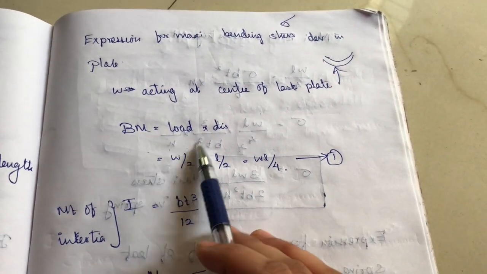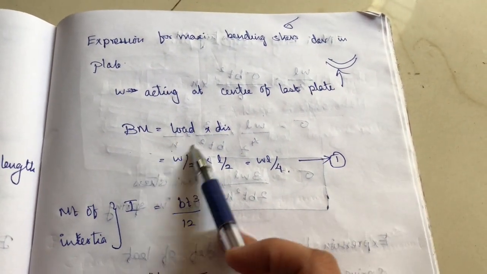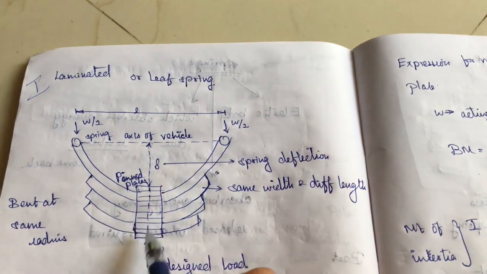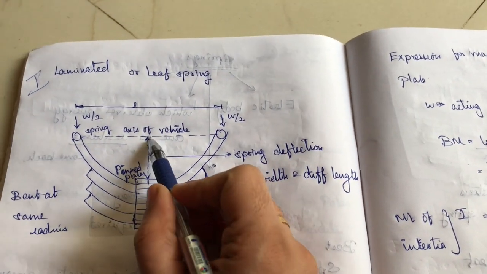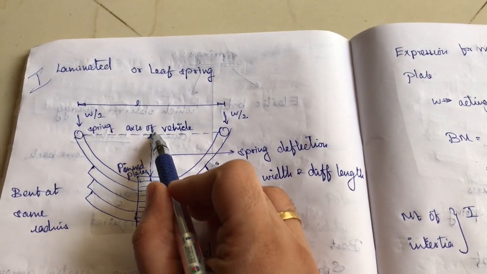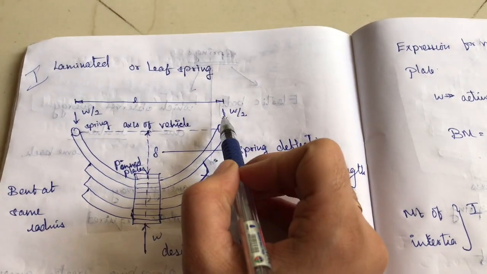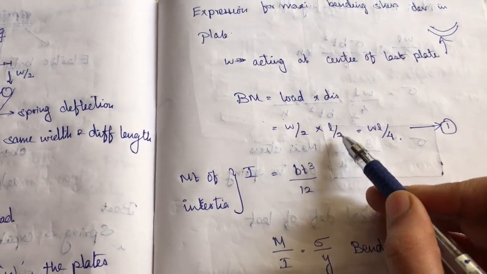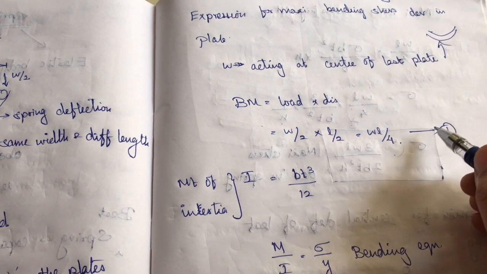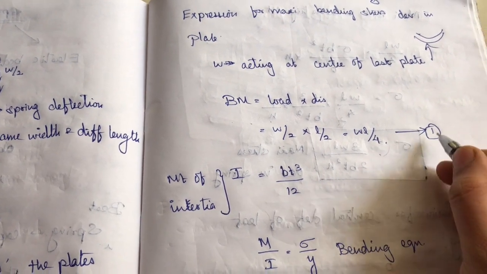Bending moment will be equal to load into distance. We know load into distance is bending moment, right? So what is the load here? Just think of this point. They are taking the bending moment at this point. So we can easily say W by 2 into L by 2, right? W by 2 into half of the length, L by 2, will give you WL by 4. So just take this as 1.